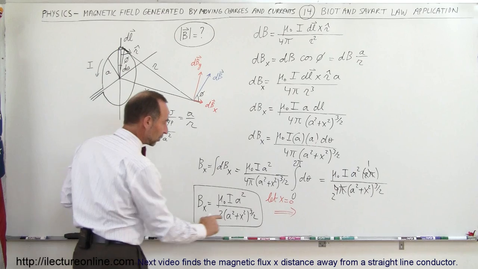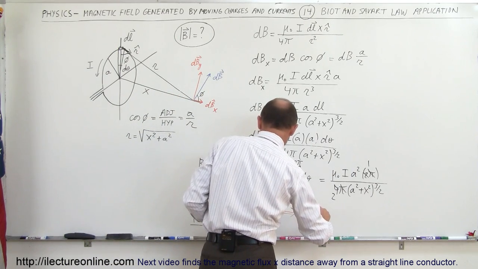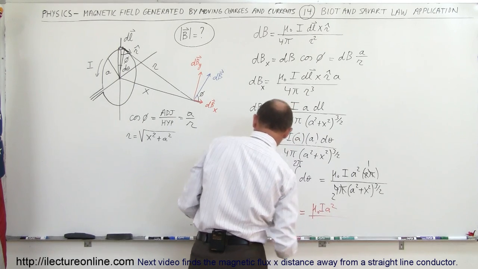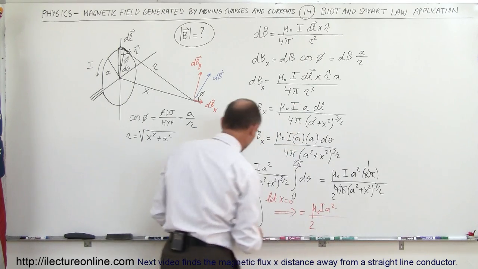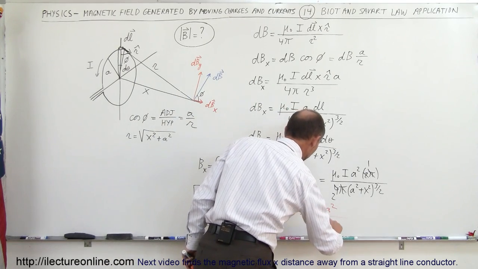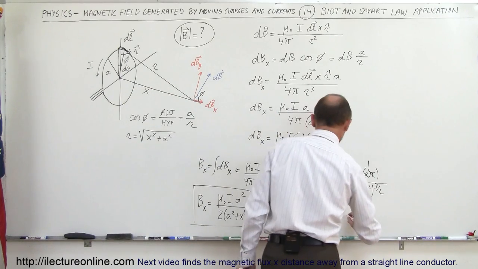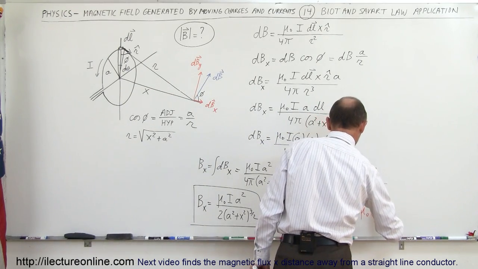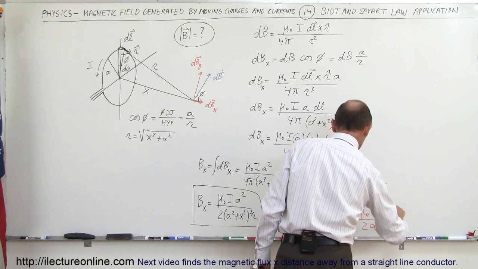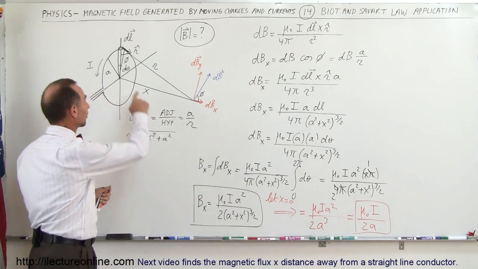So when x becomes 0, notice then we end up with mu sub naught I a squared divided by 2 times, x is 0, we have a squared to the 3 halves power, which means a to the third power. And then you can see that the a's cancel out. So finally, this becomes equal to mu sub naught I divided by 2a. And that would be the magnetic field at the very center of the circle, right here at this middle point right there.